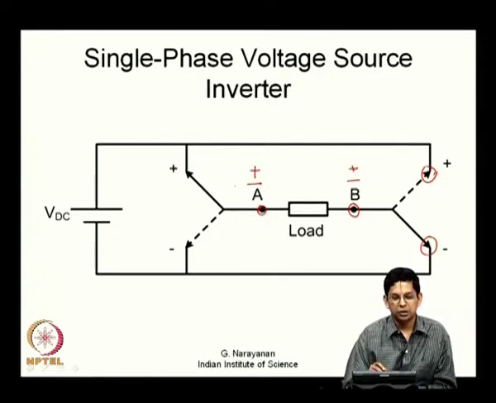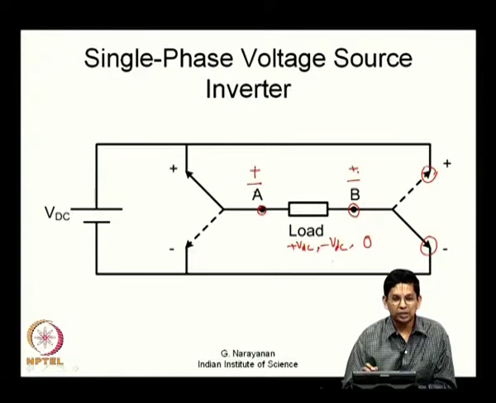A can be positive and B negative, which would mean you can have plus VDC applied across the load. A can be negative and B positive, which means you can apply minus VDC across the load. How about 0? A can be positive and B also positive, that will make it 0, and also A connected to negative and B connected to negative will also give you 0. So, you can short the load in two different manners, by connecting both the poles to their top throws or both the poles to their bottom throws. So, there is an option available here.